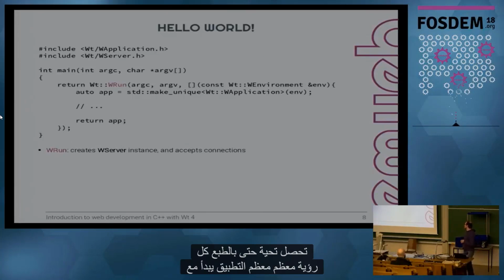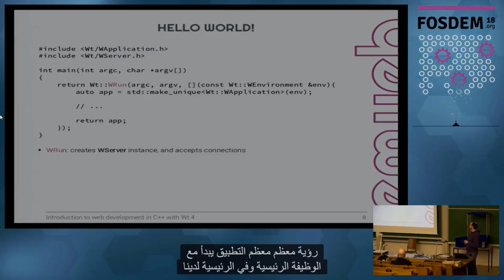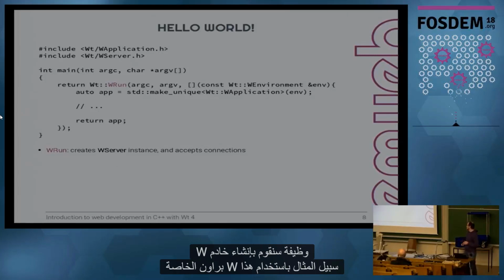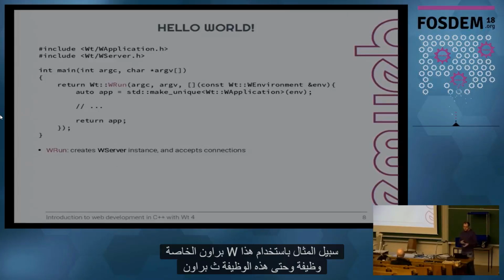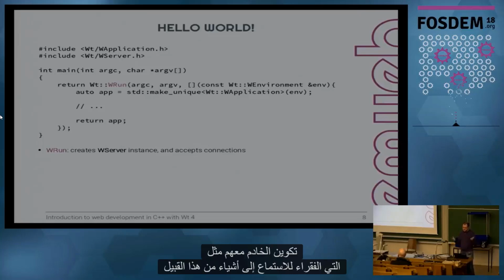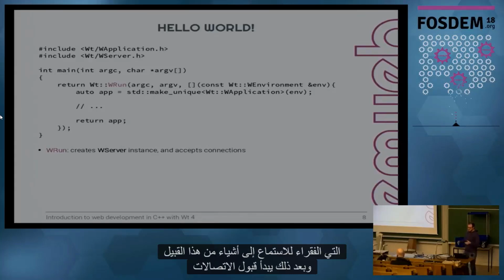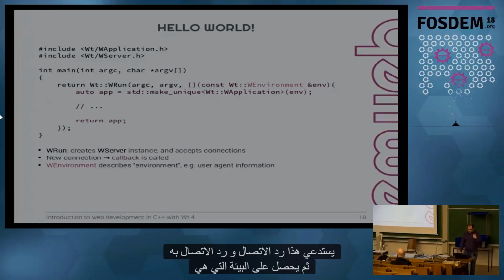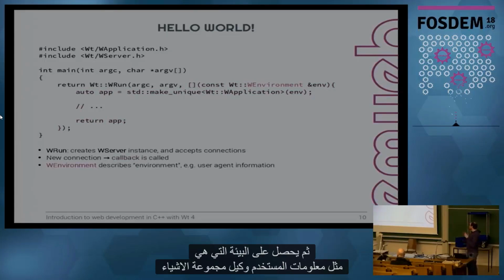So of course, every C++ application starts with a main function. And in our main function, we're going to create a W server instance using the special wrun function. This wrun function takes your command line arguments and configures the server with them, like which port to listen to, stuff like that. And then it starts accepting connections. When it gets a new connection, it calls this callback. And this callback then gets the W environment, which is like user agent information, stuff about the current session.